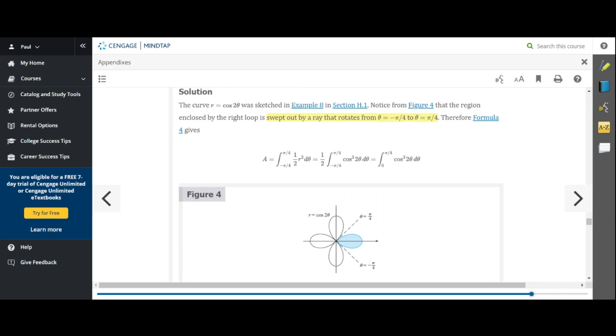Do you see how, in polar coordinates, theta equals a number is a line or a line segment? We learned that already. So they're drawing a line, theta equals negative pi over 4, and the polar curve starts there, and it completes its loop at the ending angle of theta equals pi over 4. So you have to get the beginning and ending angles.